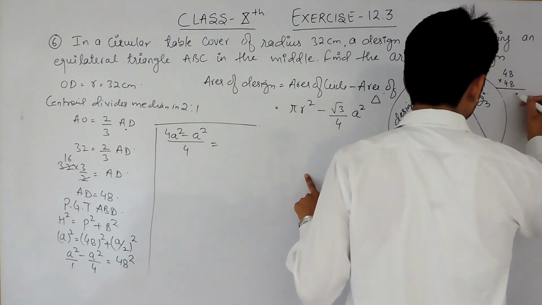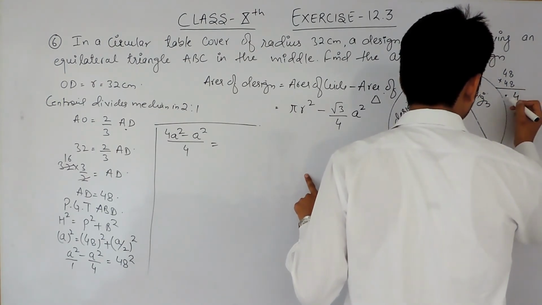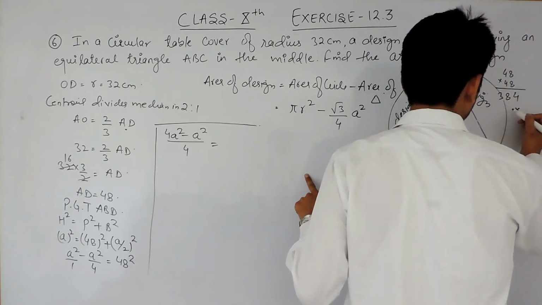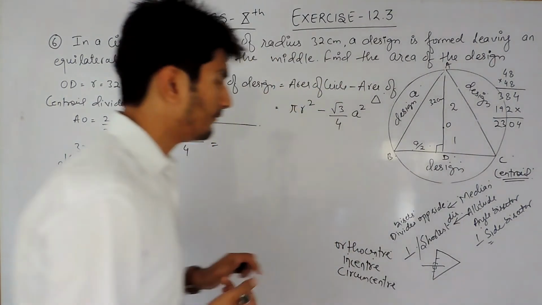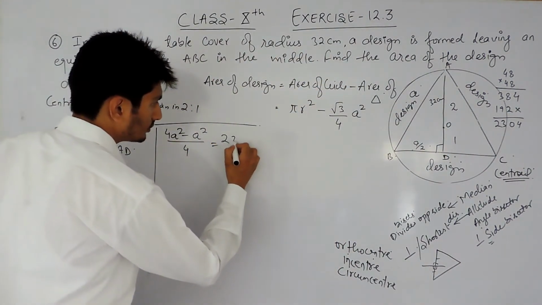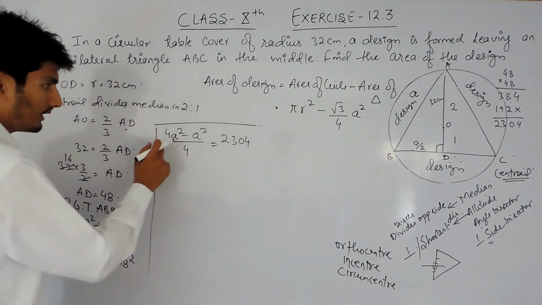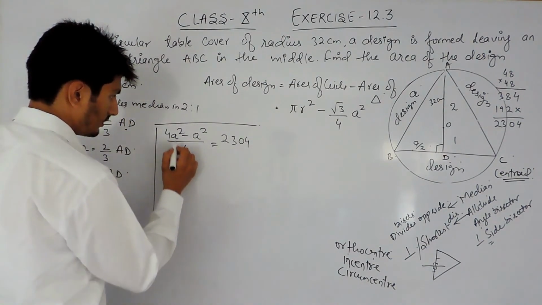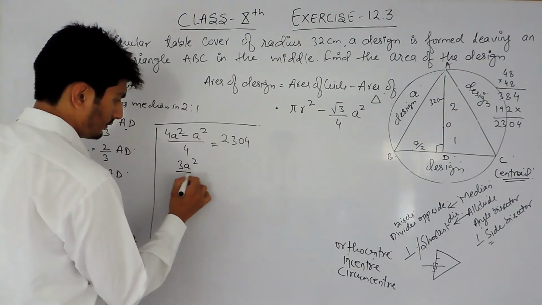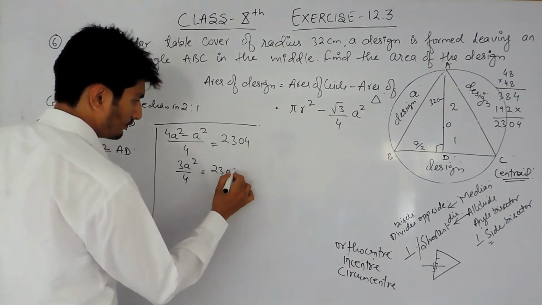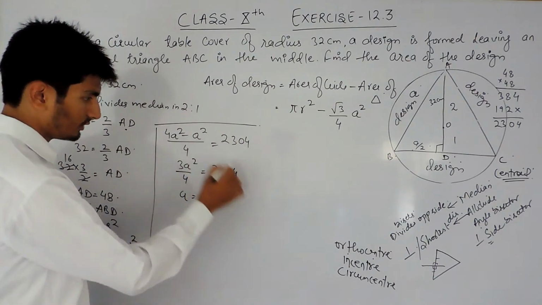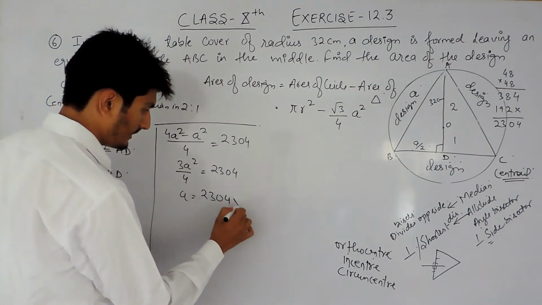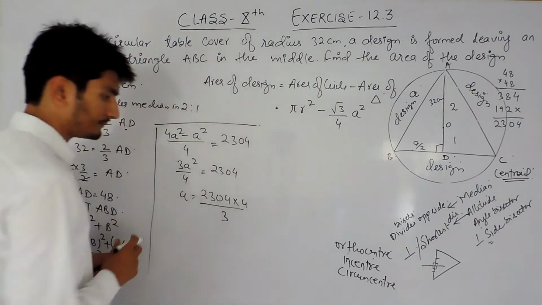So it should be 2304. Now this is 3a square upon 4 is equal to 2304. Now I have to find the value of a. For that I have to shift this constant to that side. So it should be 2304 multiplied by 4 upon 3.